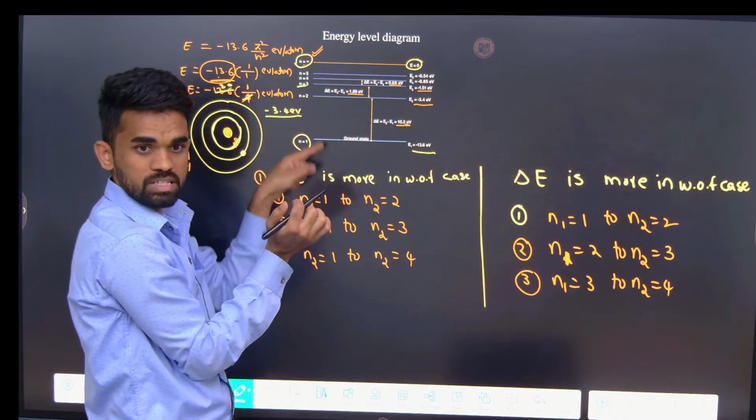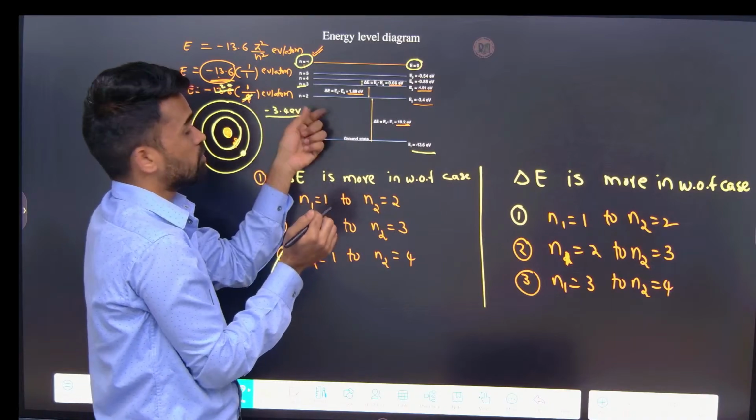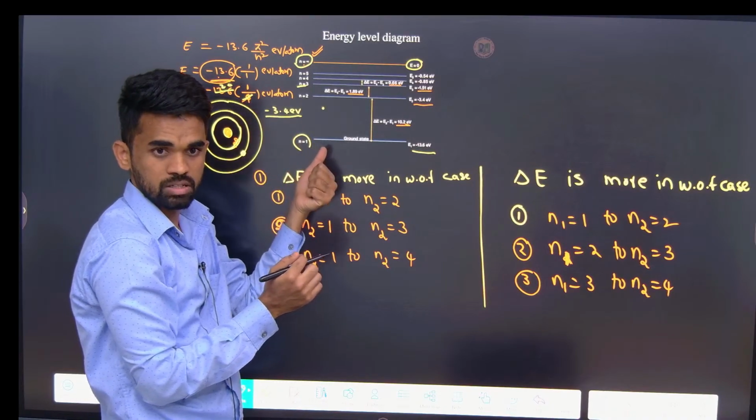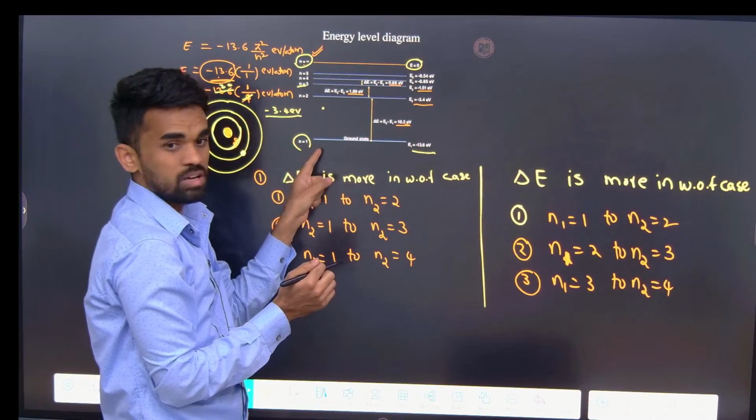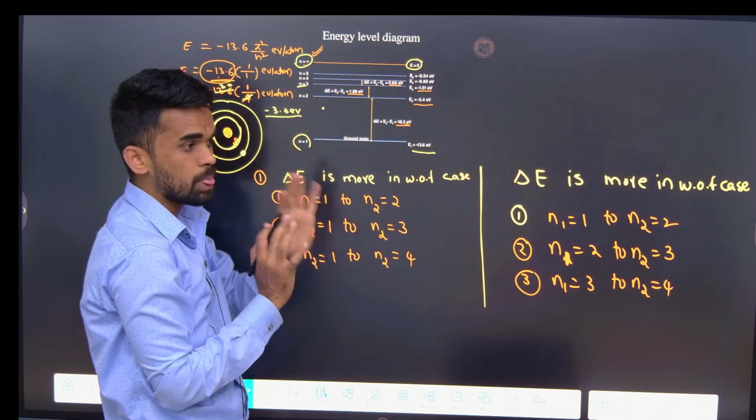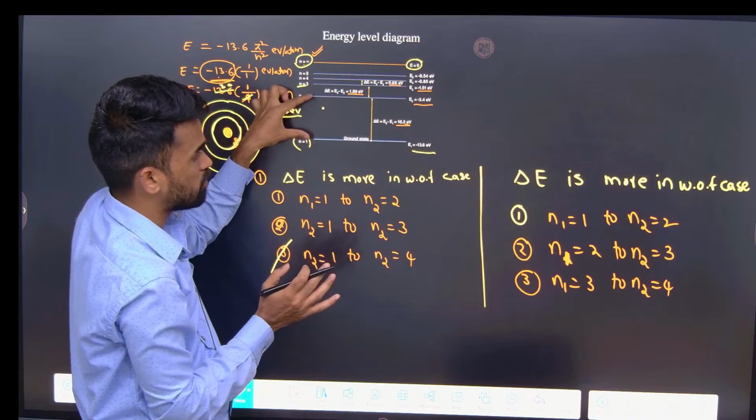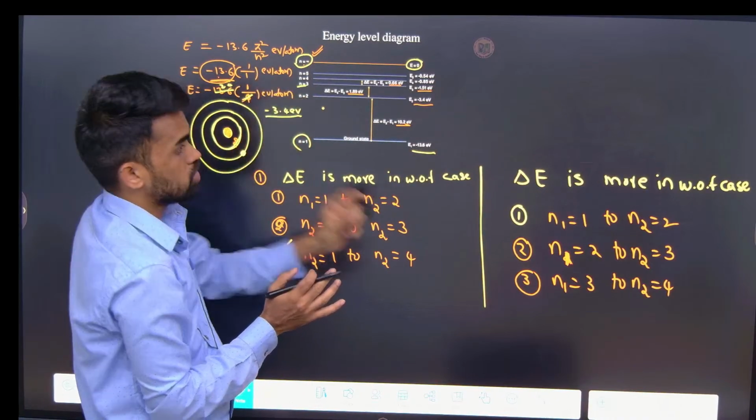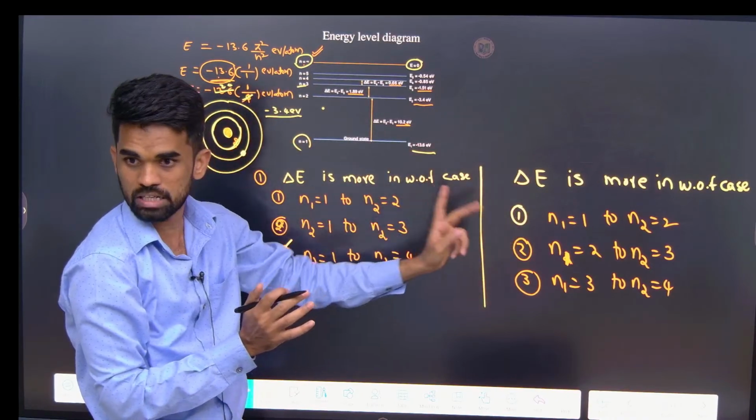Second state energy to first state, or first excited state to ground state. Ground state means n equals 1. First excited state means n equals 2. So where do we see the maximum difference? In first. That is what the second question says. Do you get the difference in the questions?